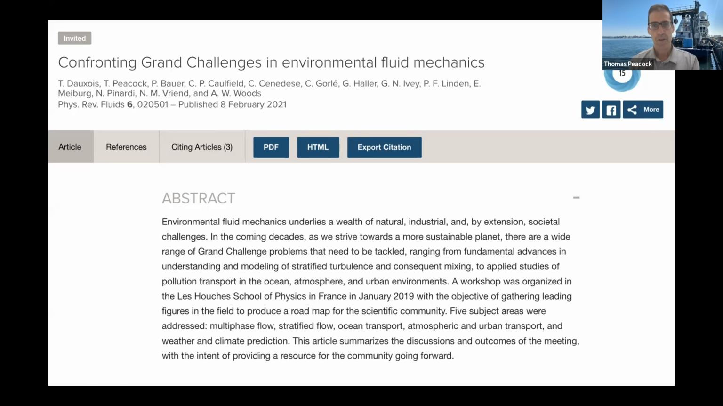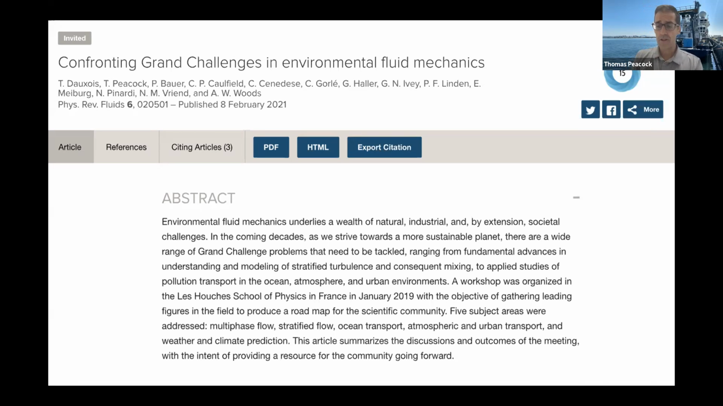As Eckart said, this stems from a workshop, and the philosophy behind the workshop is that, with all the climate challenges facing society today, we really wanted to call out that environmental fluid mechanics underlies a lot of the challenges that society is facing. Obviously, not all of them, but problems on the very fundamental side, such as modeling of fluid flows, stratified turbulence, and mixing, play a very big role in grand challenge problems such as climate and weather modeling and urban environment design. There are also very applied studies: you can have an oil spill in the ocean, or microplastics in the ocean. These are very applied problems where the underpinnings are fluid mechanics.